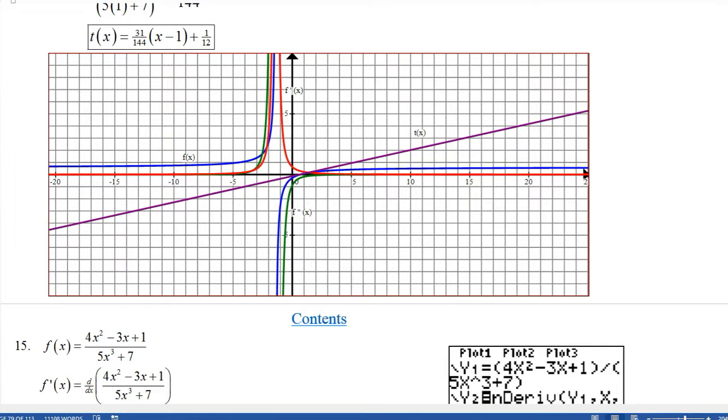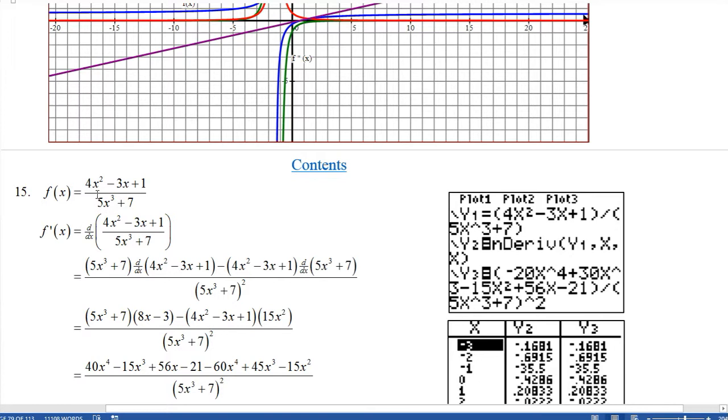Okay, in this video we're going to look at finding the first and second derivative and the tangent line at x equals 1 to this function. F of x equals 4x squared minus 3x plus 1 divided by 5x cubed plus 7. So we have a rational function here. If you haven't worked this one already, please go ahead and do it now. Press pause.